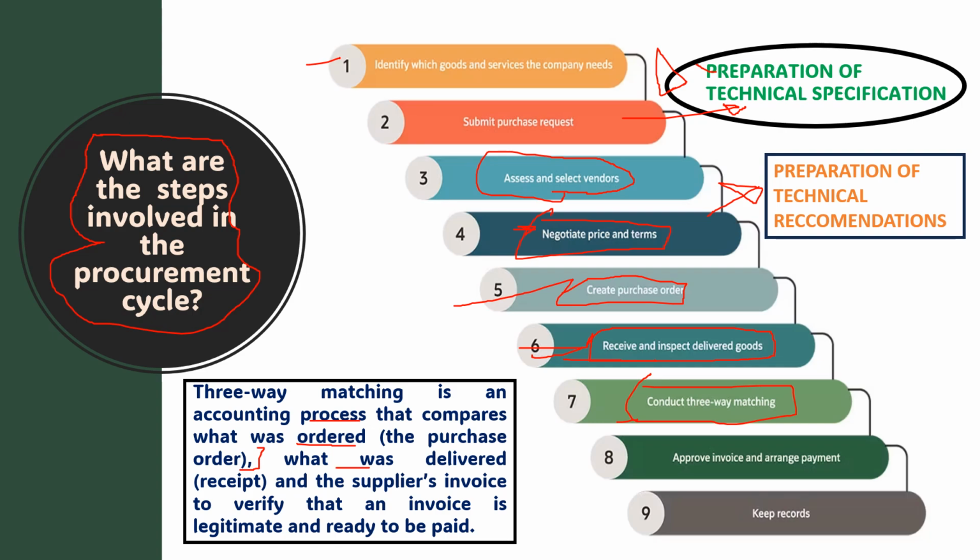What was delivered? What was delivered means what has been sent by the supplier. Both of those quantities should match with the purchase order. And next is the supplier's invoice, to verify that an invoice is legitimate and ready to be paid. It means the supplier has invoiced only for those items which he has sent.